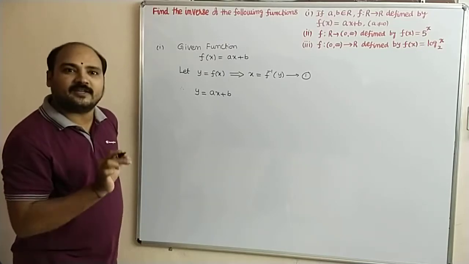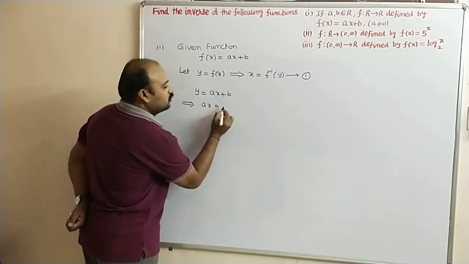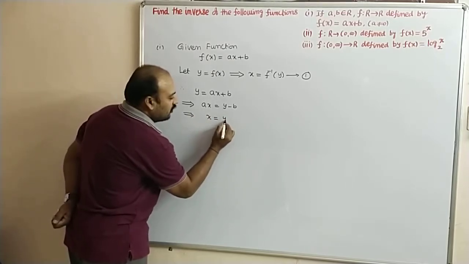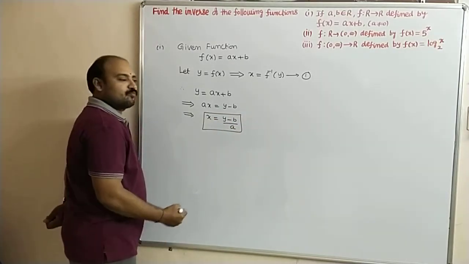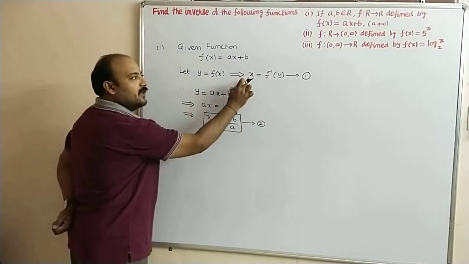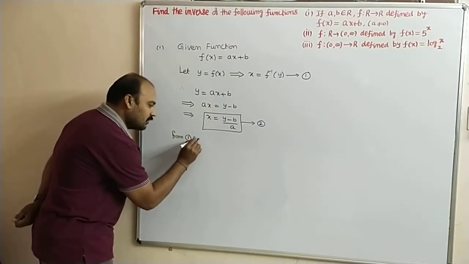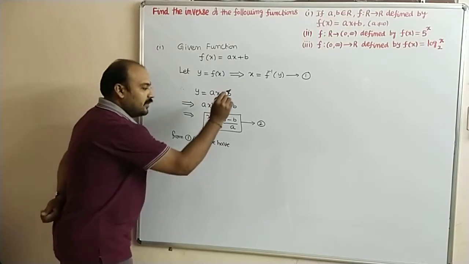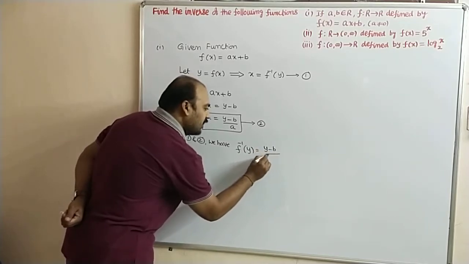From this, make x the subject. That implies ax is equal to y minus b. That implies x is equal to y minus b divided by a. We got the x value. That is equation number 2. From 1 and 2, here x value is there, here also x value is there. From 1 and 2, we have f inverse of y equal to y minus b divided by a.